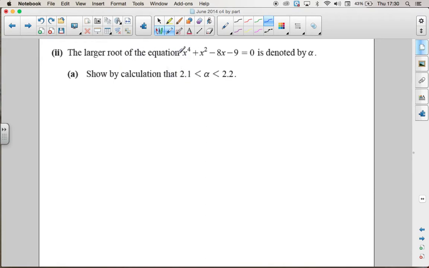Part 2 wants us to show that the larger of the two roots, which they're calling alpha, lies between 2.1 and 2.2. To do that, we're going to use the sign change rule. That means that when we substitute one of these two numbers in, the sign will be negative, and when we substitute the other value in, the sign will hopefully be positive. So we're going to first of all substitute 2.1 in for x.